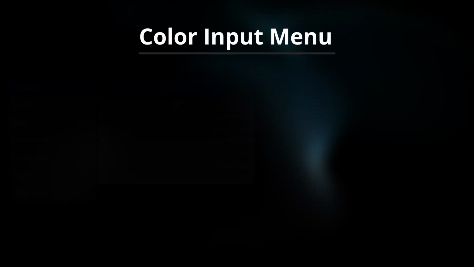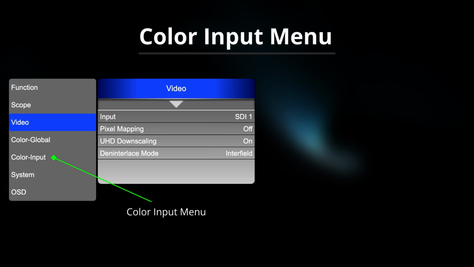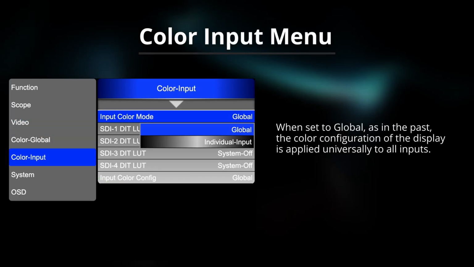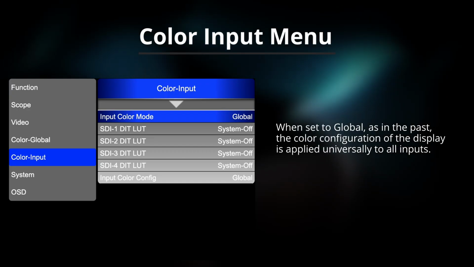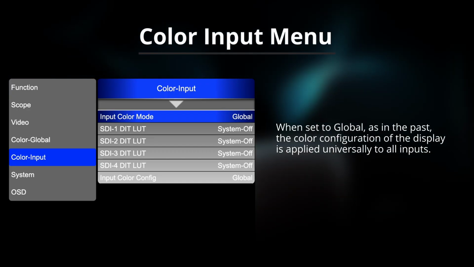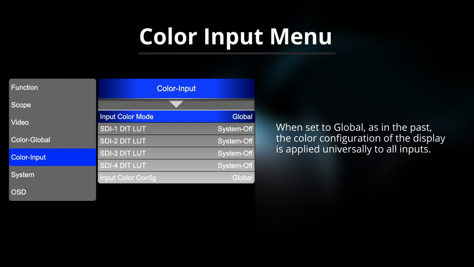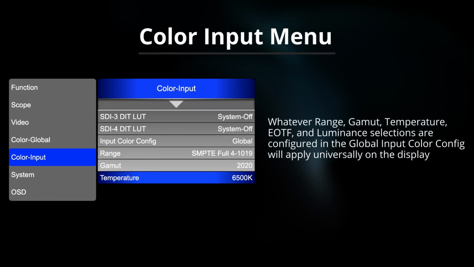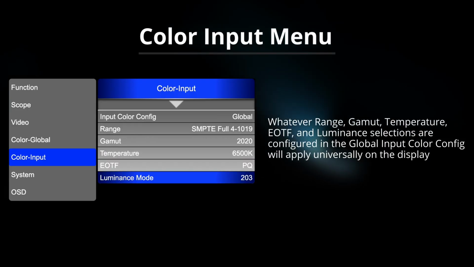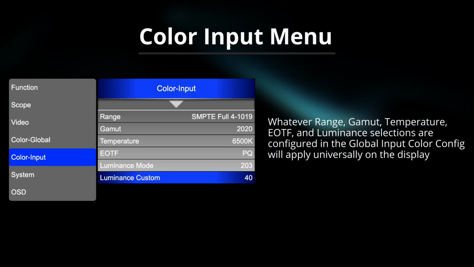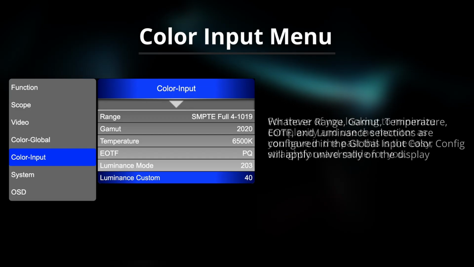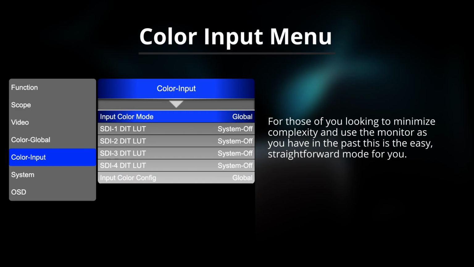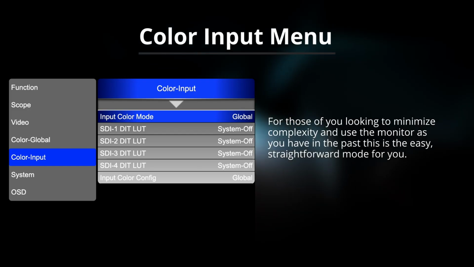So now let's take a look at the new color input menu. At the very top of this menu, you'll find a selection called Input Color Mode. When set to global, the monitor will continue to work largely as our monitors have always worked in the past, where the color configuration of the display is applied universally to all inputs. Whatever range, gamut, temperature, EOTF, and luminance selections are configured in the global input color config will apply universally on the display. For those of you looking to minimize complexity and use the monitors as you have in the past, this is the easy, straightforward mode for you.